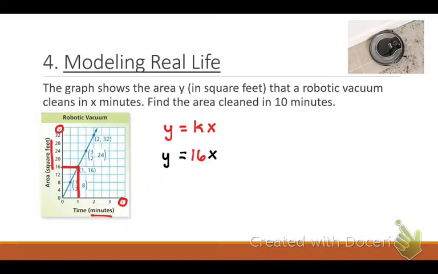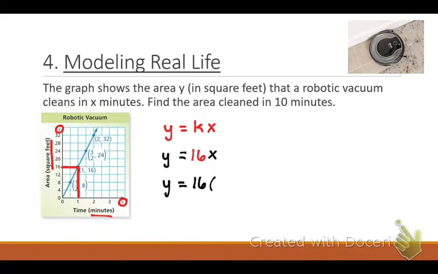Now, let's say I were to rewrite y equals 16x, and the x is standing for what at the bottom? Minutes. If I wanted to know for 1 minute, guys, what's 16 times 1? 16. So that means in 1 minute, it has gone 16 square feet. Now let's imagine that instead, I didn't want to know 1 minute, but I wanted to know 2 minutes. Guys, what is 16 times 2? 32. So in 2 minutes, it would have covered 32 square feet.